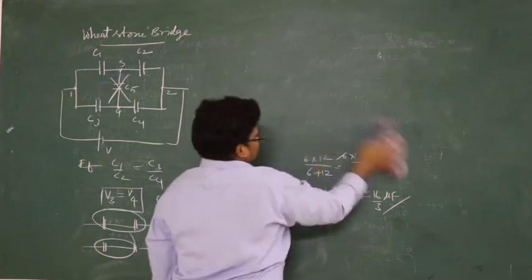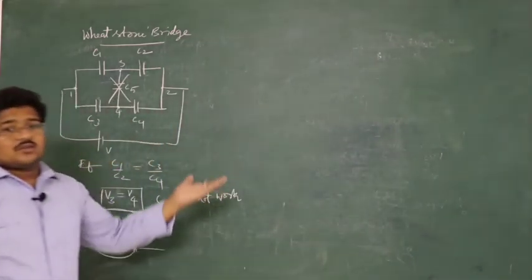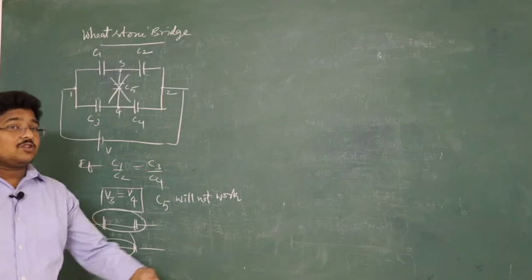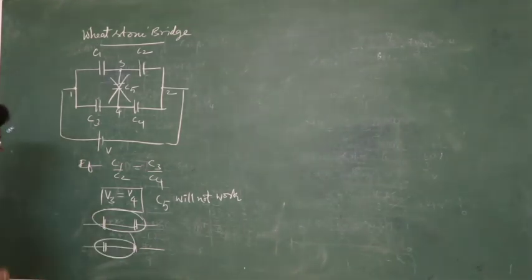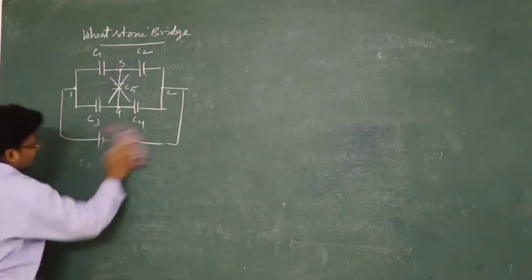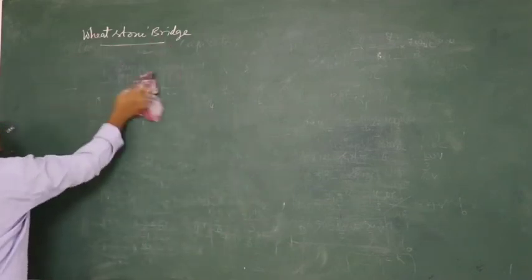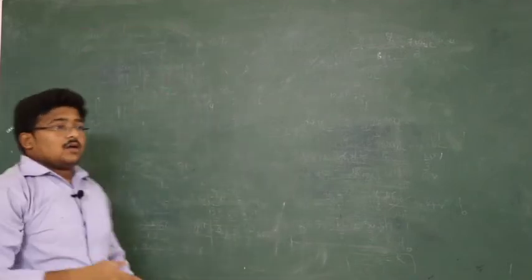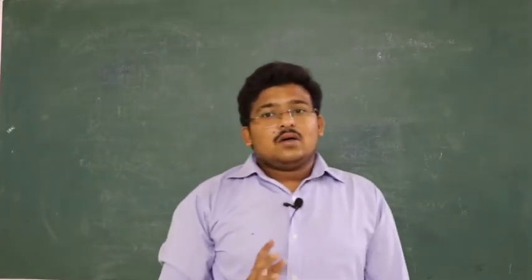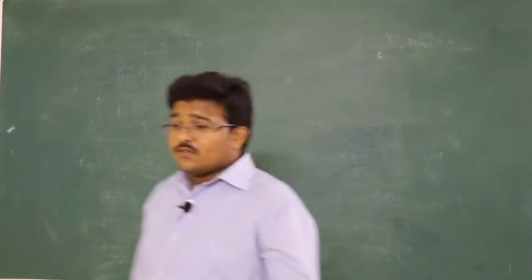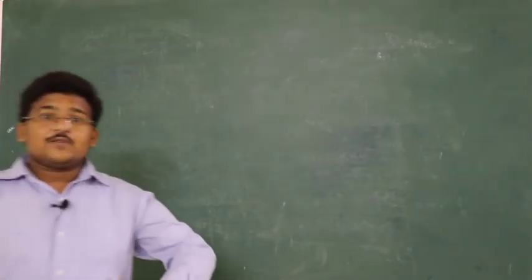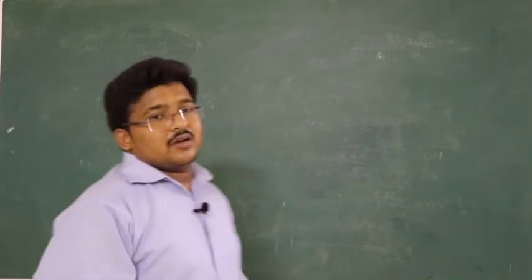Sir, they might not give you a combination based on satisfying the Wheatstone bridge. If they change the scenario, then what to do? For example, sir, I was unable to find out which capacitors are in series, which are in parallel, and it is not like a Wheatstone bridge. If they give you that type of question, what to do? Then we need to follow a certain method.